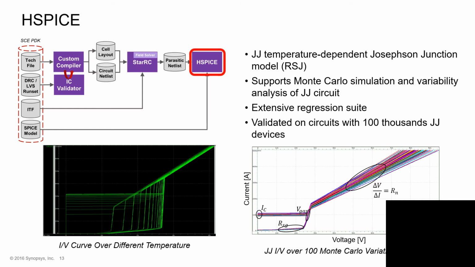So we currently have a Josephson junction temperature dependent model, RSJ. We support Monte Carlo simulation and variability analysis. We have an extensive set of regression suites, and with validated circuits with greater than 100,000 Josephson junction devices.